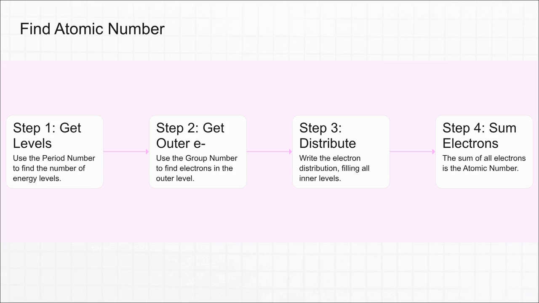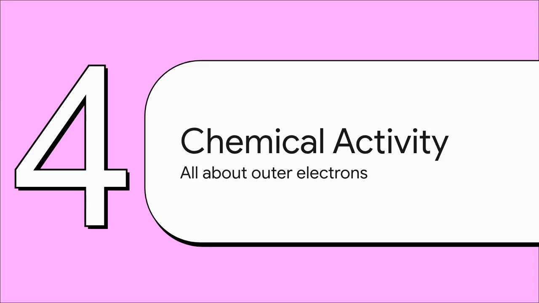Then you just fill up all the inner shells until they're full. Finally, you just add up every single one of those electrons, and that grand total? That's the element's unique atomic number. That's its identity. So we can pinpoint any element on the map. But so what? Why does any of this actually matter?